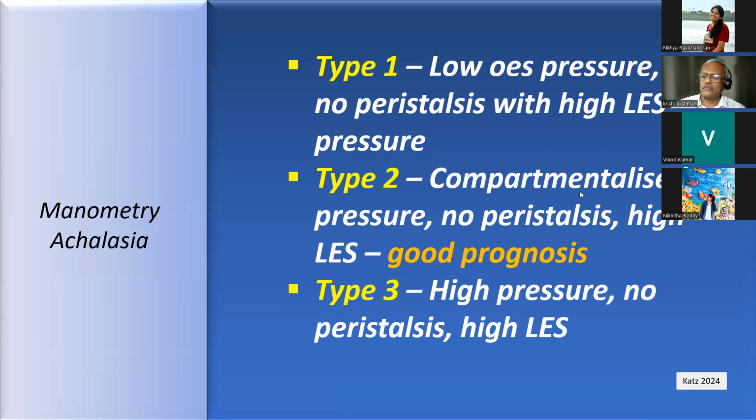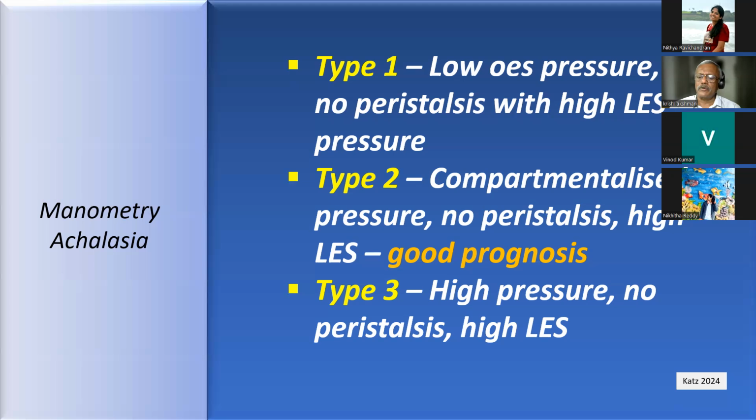You must understand that in achalasia, the common denominator is that LES pressure is always high. What happens to the rest of the esophagus is what differs. In type 1, there is no peristalsis. In type 2, compartmental pressurization: no peristalsis, but high segmental pressure. And here it is high pressure all the way through. It's a high pressure, but it's not segmental, it's not compartmentalization. And technically, for all the interventions that we do, type 2 has the best prognosis.